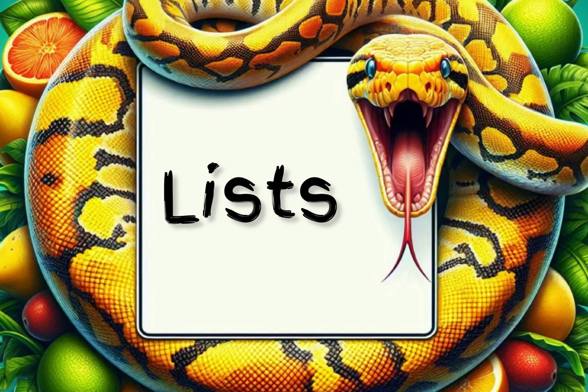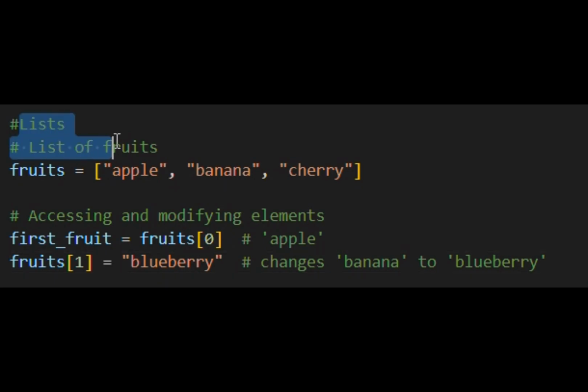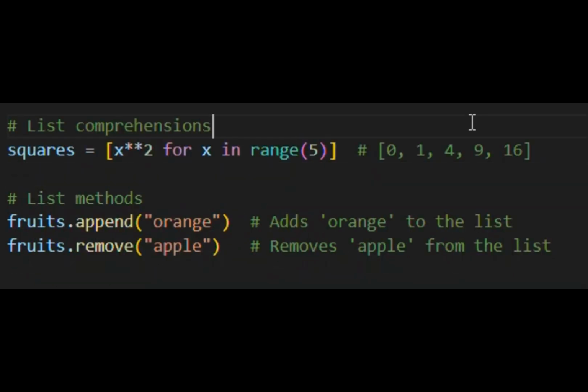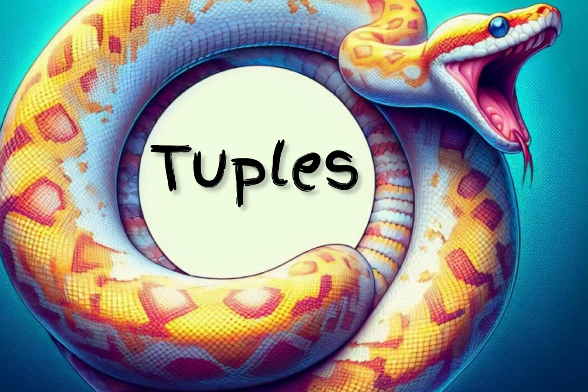Moving on to lists, collections of ordered, changeable items. You can store any data in a list, and even a mix of different types. Lists are indexed, which means you can access individual elements by their position, starting from 0. In this example, the first fruit is apple, and we can modify the second element from banana to blueberry. List comprehensions are a compact way to generate lists, and list methods like append and remove allow you to dynamically modify lists.